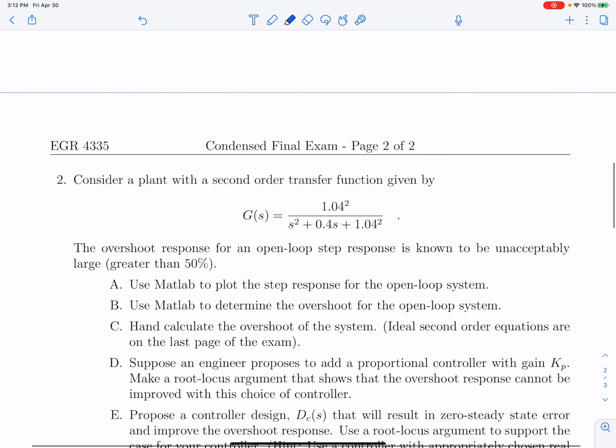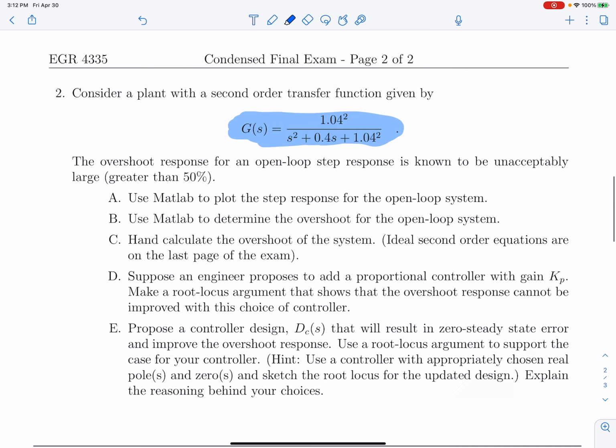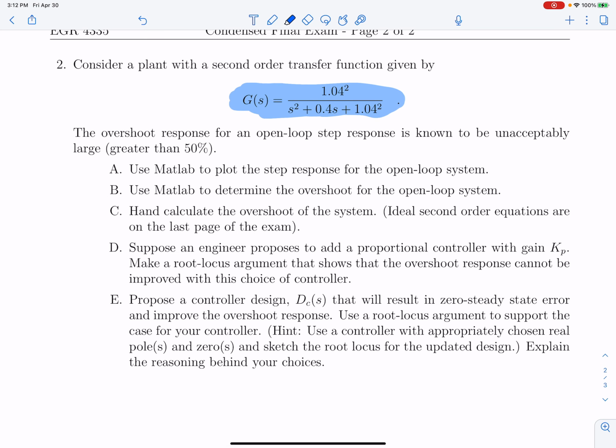And then the second problem, you have just a slightly different transfer function, but it's not that much different. So some of the ideas from the first problem should help you solve this second problem. You might recognize this was originally on exam 2. And so you're going to go through here, you're going to plot the step response of the open loop system. You're going to see it has a lot of overshoot.